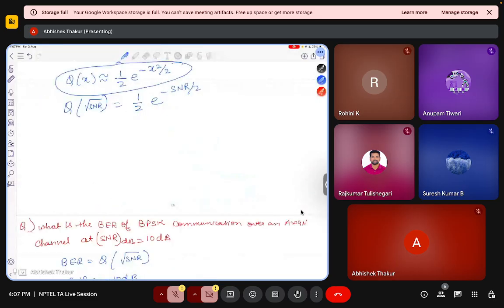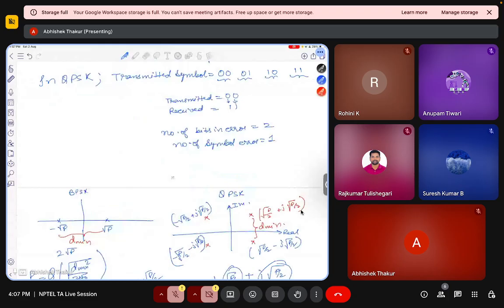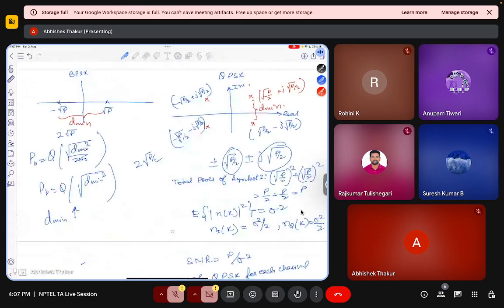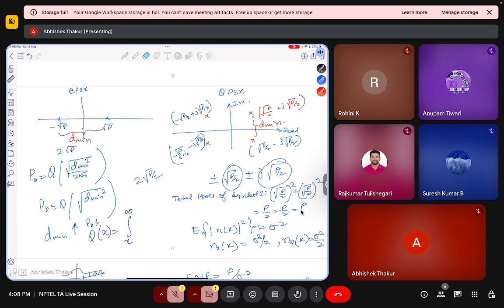Why? Because when we take the Q function, Q of x is the area from x to infinity. So if this is the curve here, and this x value is increasing, then the error will decrease. So if d min increases, then the probability of error decreases. So you remember this, and this is with respect to the distance between two constellation points.